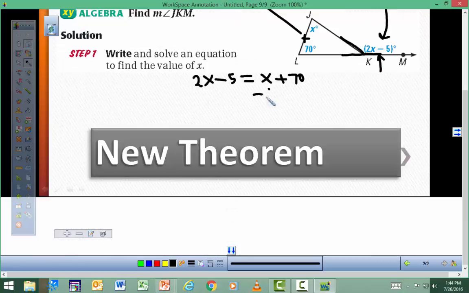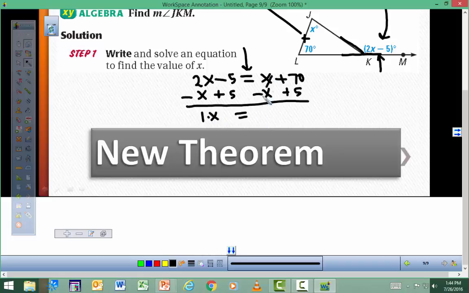So we could subtract x here because we have an equal sign. We can use the subtraction property. And at the same time, we can use the addition property to get rid of this 5. I'm going to get rid of the 5 and do this all in one step. How about that? 2x minus x is 1x. Okay? And then these x's are gone. These 5's are gone. 70 plus 5 is 75. Alright, so we're thinking that we're done. But only a bozo does that. Okay?